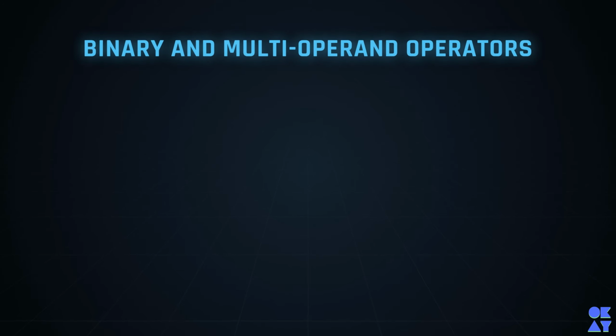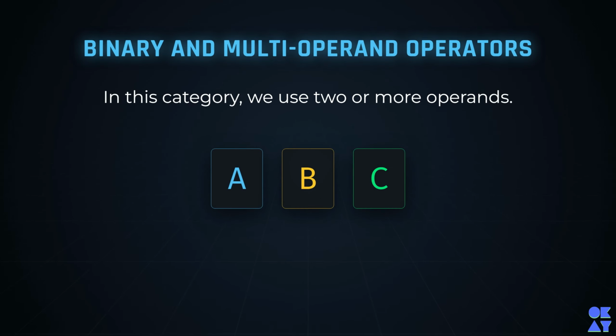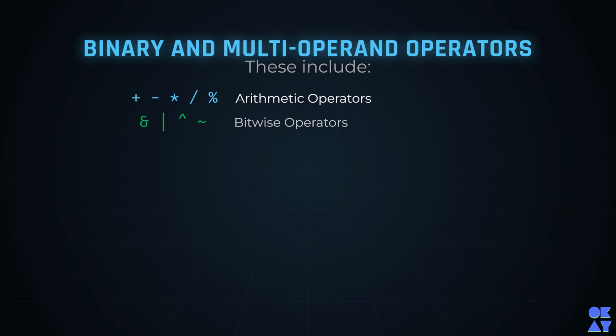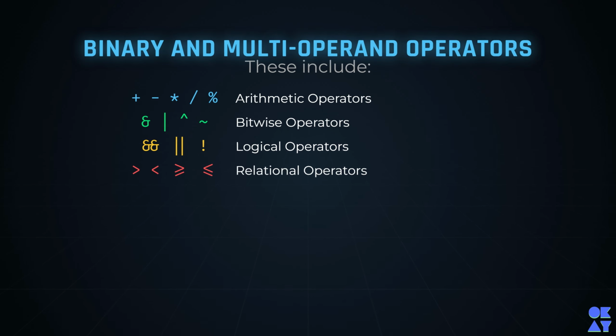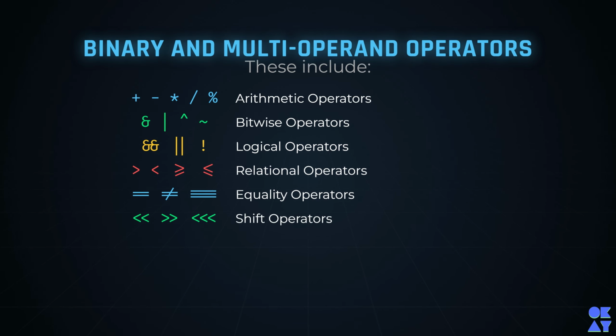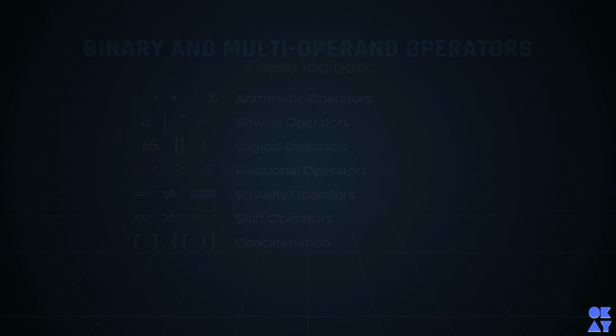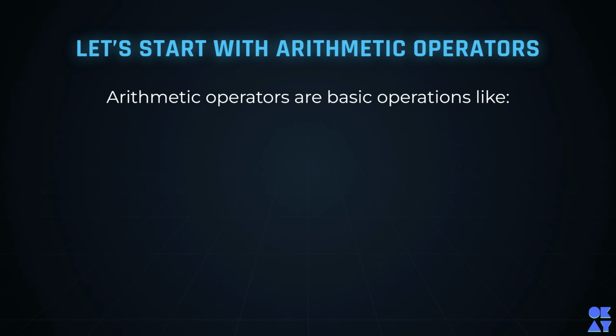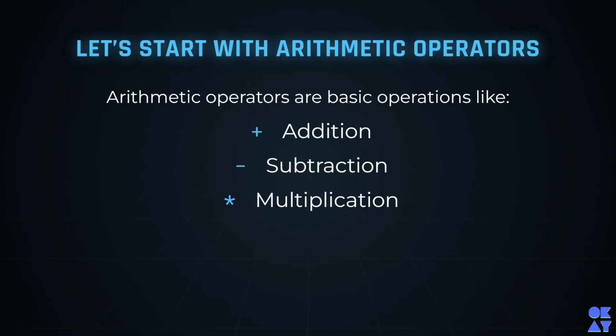Binary and multi-operand operators. In this category, we use 2 or more operands. These include arithmetic operators, bitwise operators, logical operators, relational operators, equality operators, shift operators, and concatenation. Let's start with arithmetic operators. Arithmetic operators are basic operations like addition, subtraction, multiplication, division, and modulus.